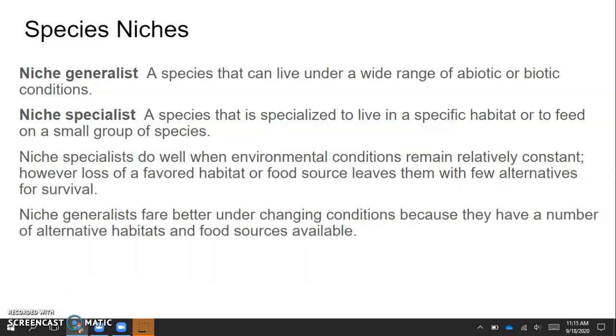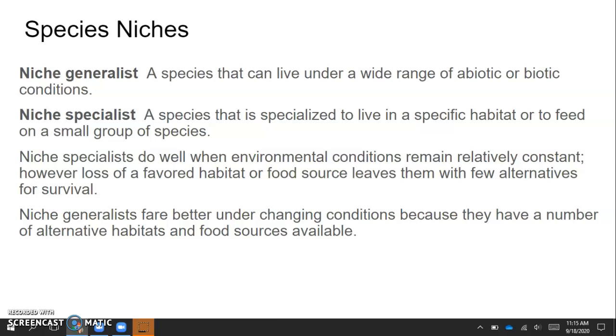A niche generalist is a species that can live under a wide range of abiotic or biotic conditions. These organisms tend to be hardy. Think of cockroaches. Cockroaches are generalists. They will probably be here long after humans die out. They could probably survive a nuclear war. I hate cockroaches so much, but they are generalist species, and they adapt and survive well in a large range of climates.